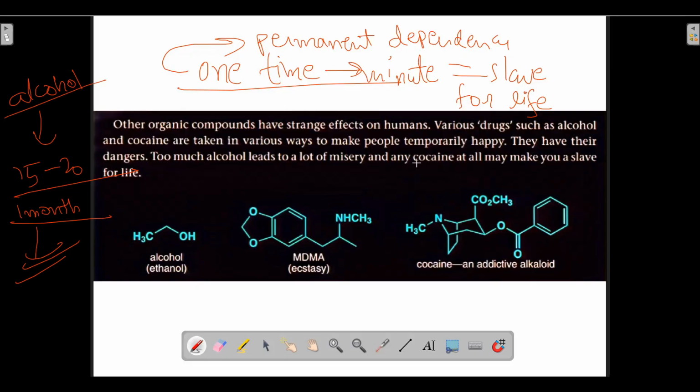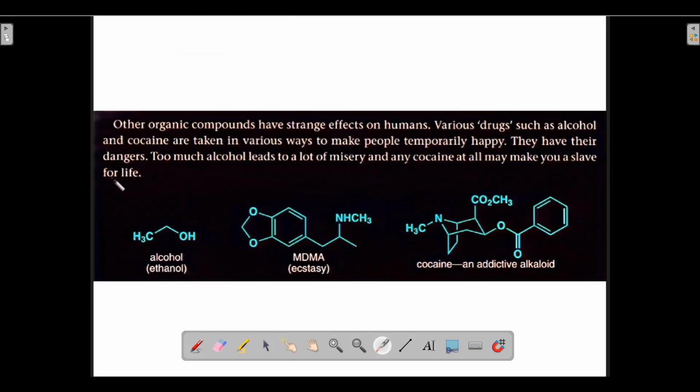But cocaine becomes addictive after taking it just one time, and that too in minute amounts. So any cocaine at all may make you a slave for life. Slave for life means you will be completely dependent on it throughout your life, and it will cause you economic damage.